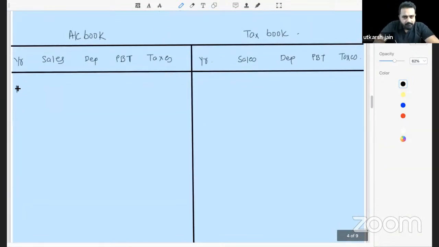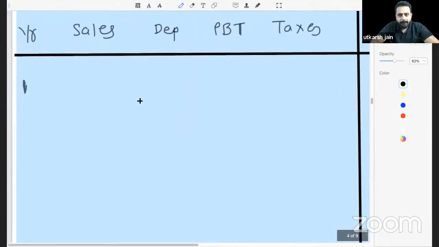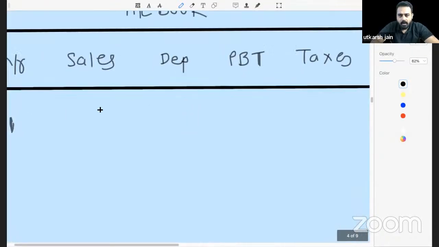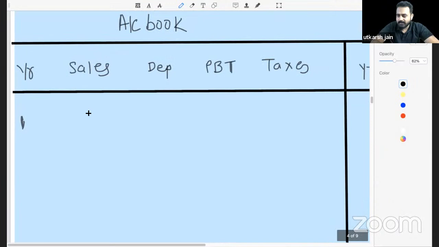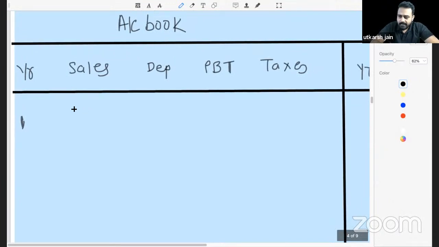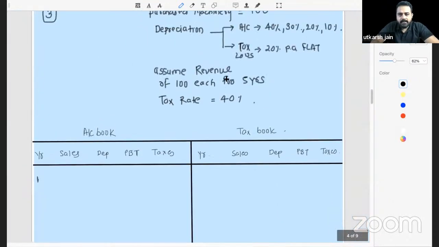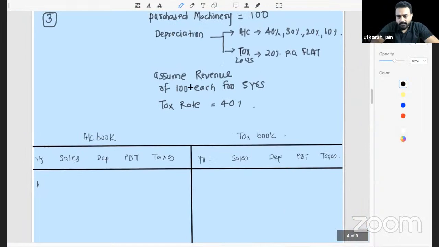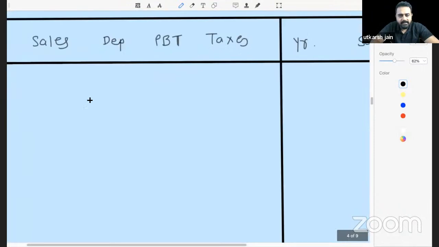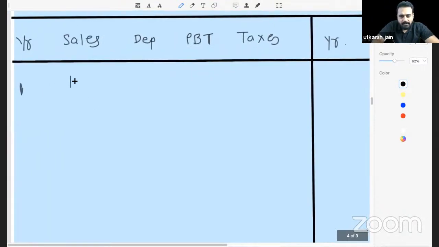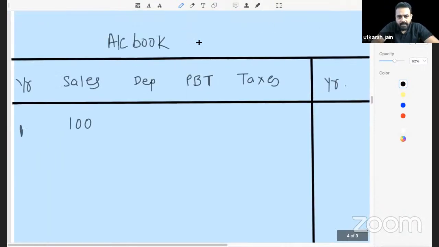Year one. How much should I write in sales? We are in the books of accounts. So every year we're going to have sales of 100. Just an assumption to simplify this. So every year we'll assume sales of 100. Currently I'm in the accounts book.